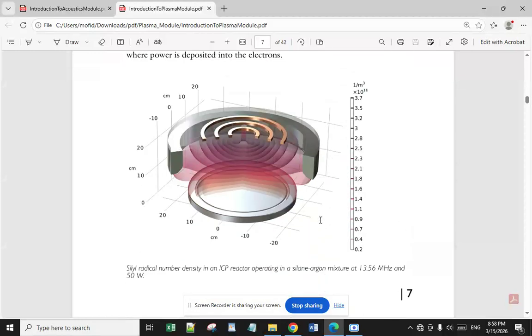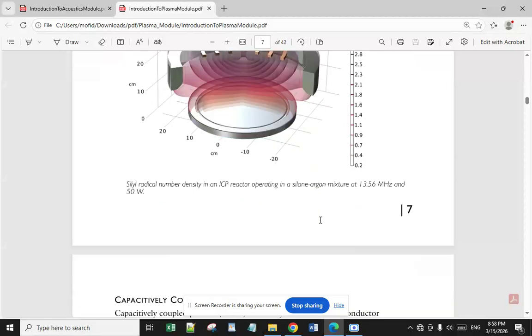This picture shows a silyl radical number density in an ICP reactor operating in a silane argon mixture at 13.56 MHz and 50 watts.